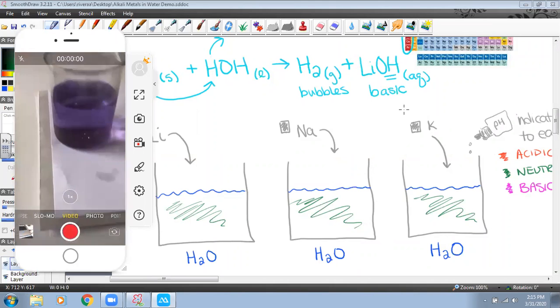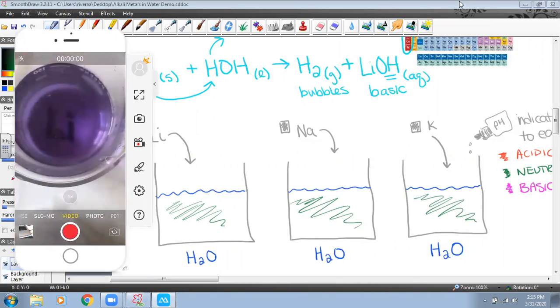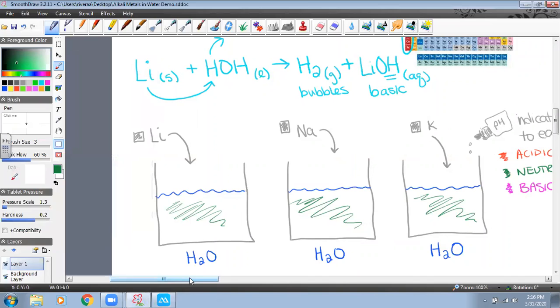Okay. Now, before we move on to do a chunk of sodium, let's go back to our notes here for a second and describe what happened. So the lithium went into the beaker and we saw those bubbles of hydrogen gas get produced. There's our product, the H2. And we saw the color change of the indicator to purple, indicating the presence of lithium hydroxide.